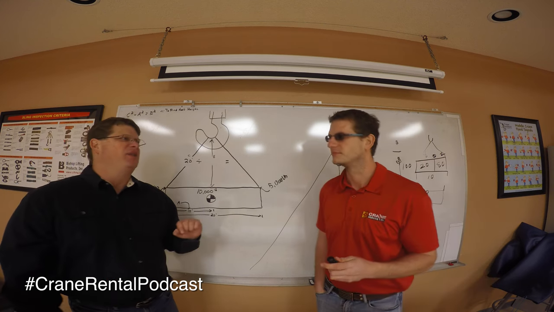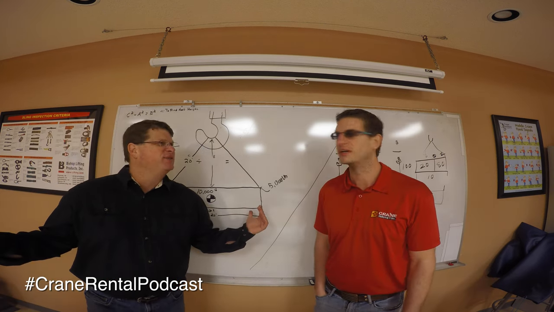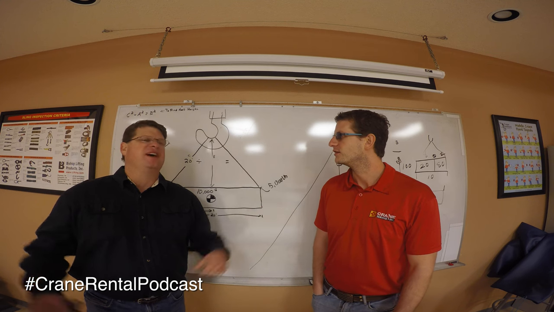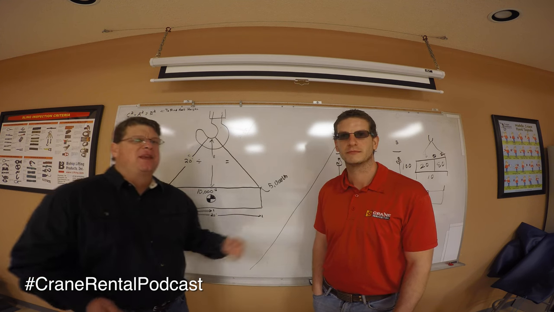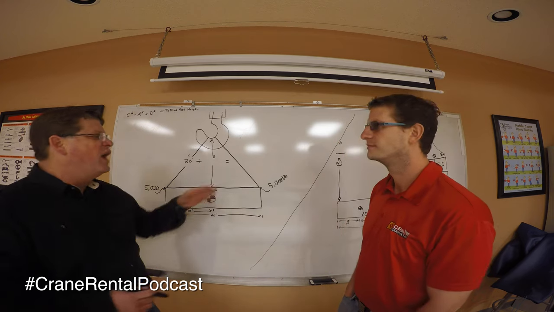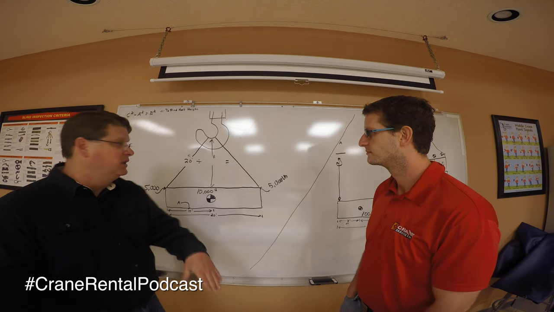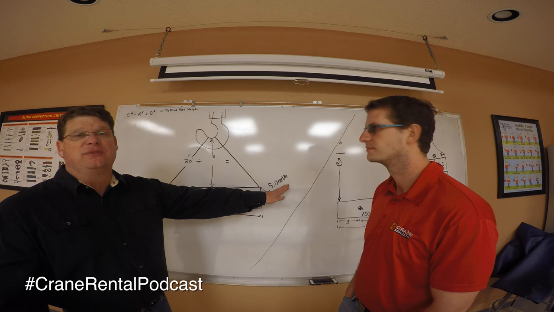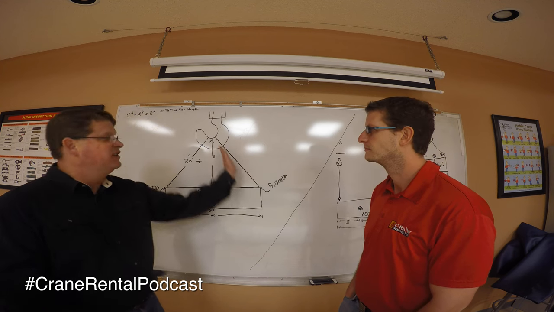Here's the thing about this. Let's just do the hard way, from the beginning, instead of breaking it down like we do in the class, because it's not enough time. To find out, we need to know what we need to multiply 5,000 by to get the tension in the sling.